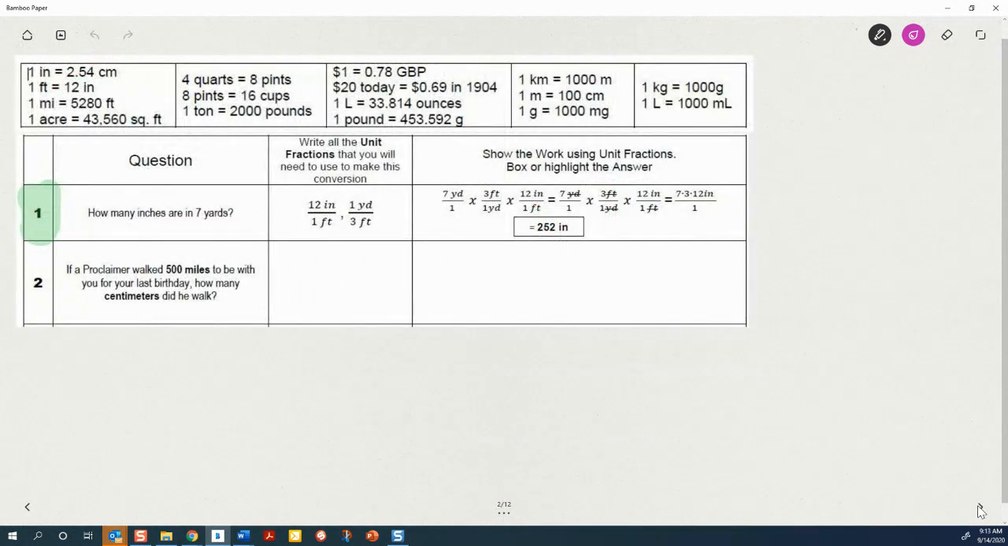What I wanted to walk through is a very particular method of calculating a unit conversion. A unit conversion is what we do when you have a problem such as this. How many inches are in 7 yards? You very likely already have a process by which you can do this question pretty easily, and that's okay.